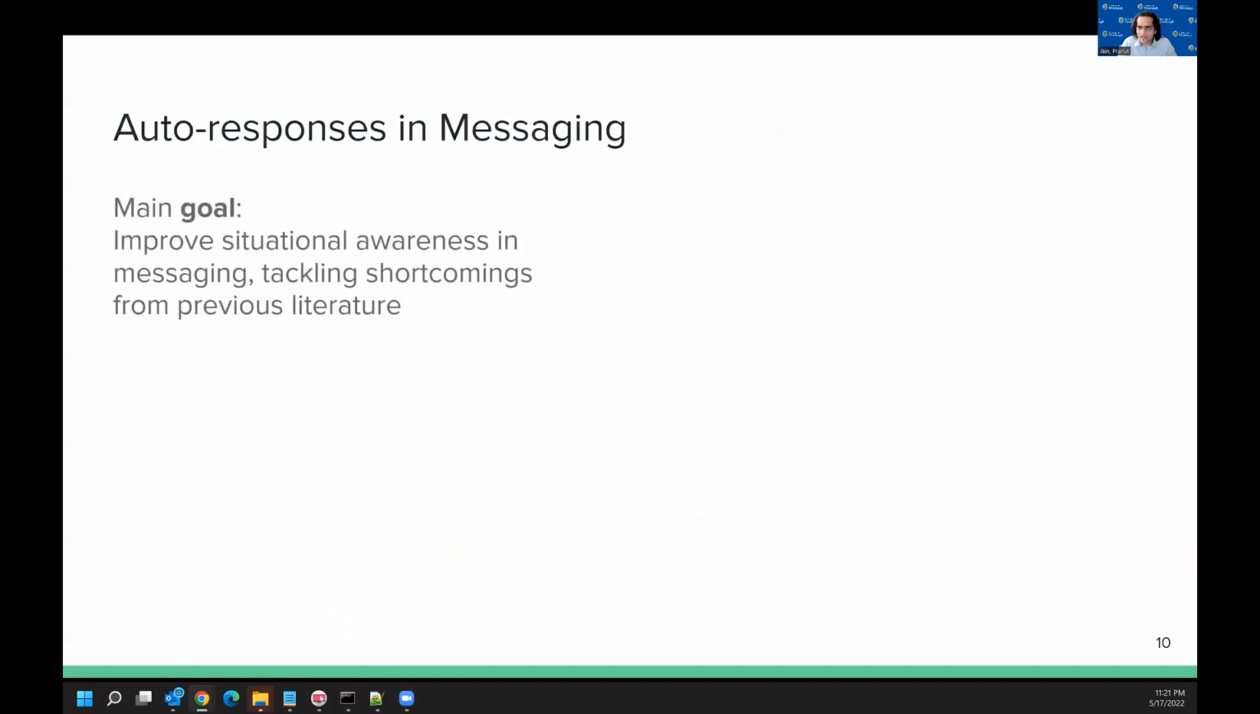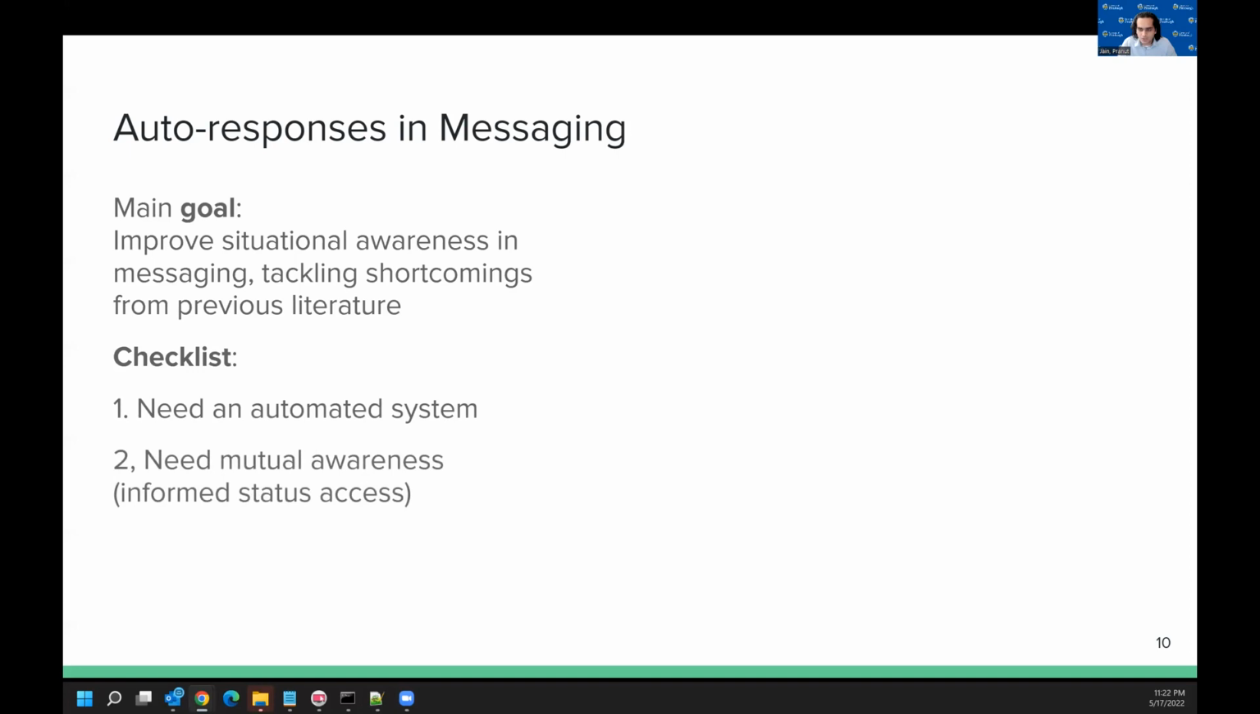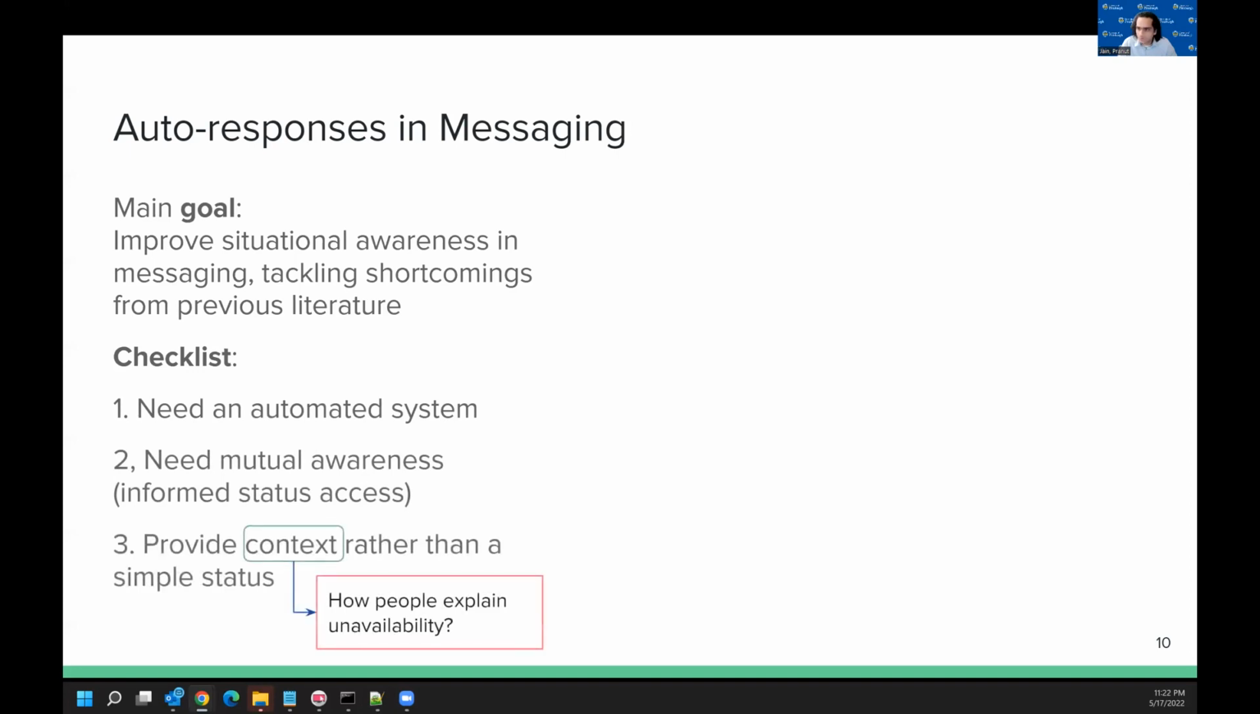With that in mind, our main goal with the design of this agent was to improve situational awareness and tackle shortcomings from prior work. Our focus with this design was to create a completely automated agent without requiring human intervention. We wanted to enable mutual awareness in the design, and instead of a simple status, we wanted the agent to provide context when informing unavailability, as typically that is how people explain or communicate unavailability.